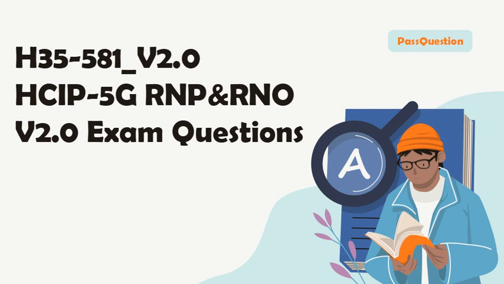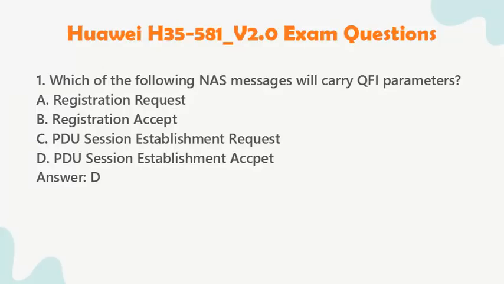V2.0 HCIP-5G RNP&RNO version 2.0 exam questions for preparation. 1. Which of the following NOS messages will carry QFI parameters? A. Registration request. B. Registration accept. C. PDU session establishment request. D. PDU session establishment accept. Answer. D.